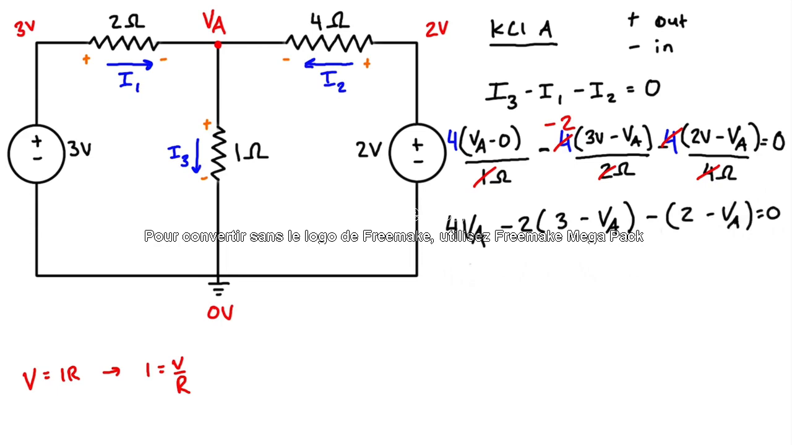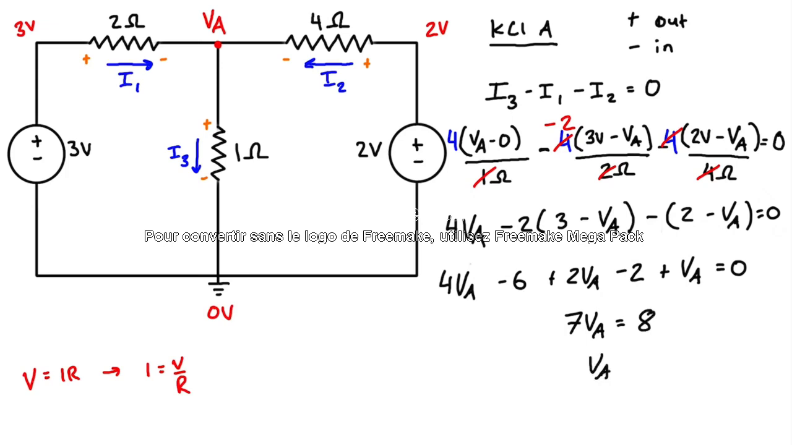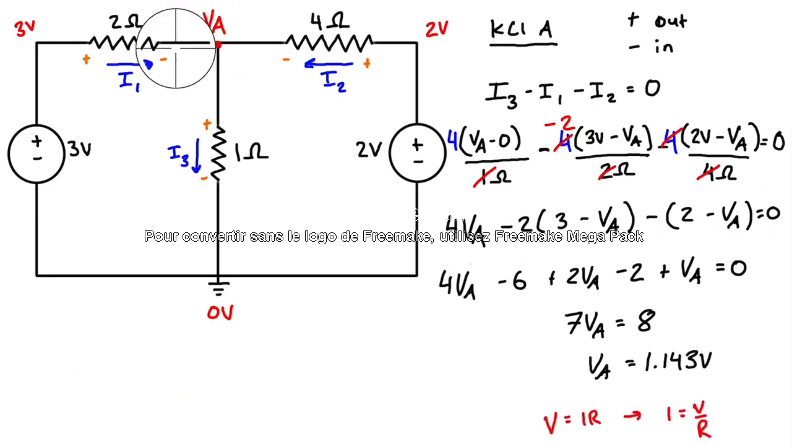is equal to 0. So we can simplify this a little bit, and we get 4 VA minus 6 plus 2 VA minus 2 plus VA is equal to 0. So basically we get 7 VA is equal to 8, and then we can just rearrange for VA and find that this is about 1.143 volts.